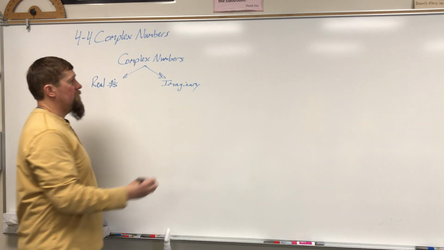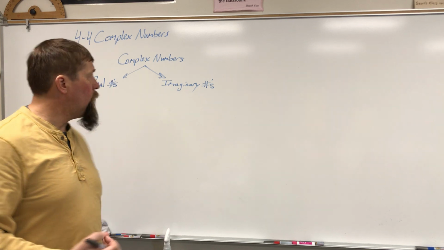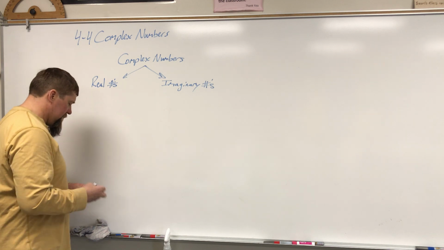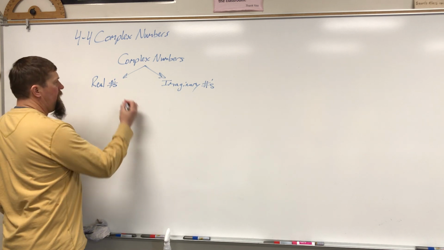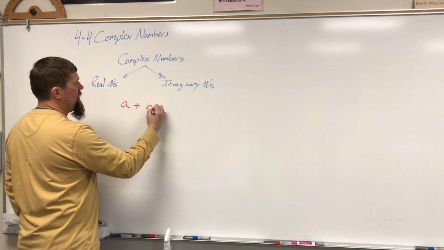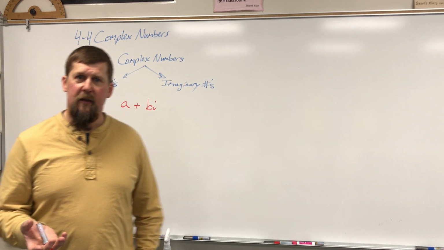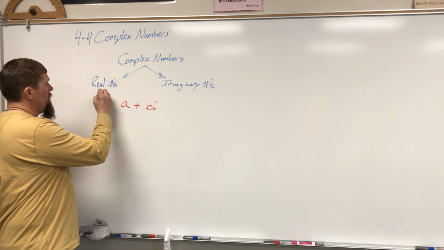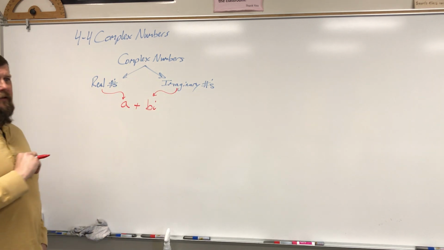Now, imaginary numbers is another set of numbers within that complex number set. And so, basically, a complex number is made up of a real number and an imaginary number together. So every number in the complex number set can be written as a plus bi, where the real number part is a and the imaginary part is bi.